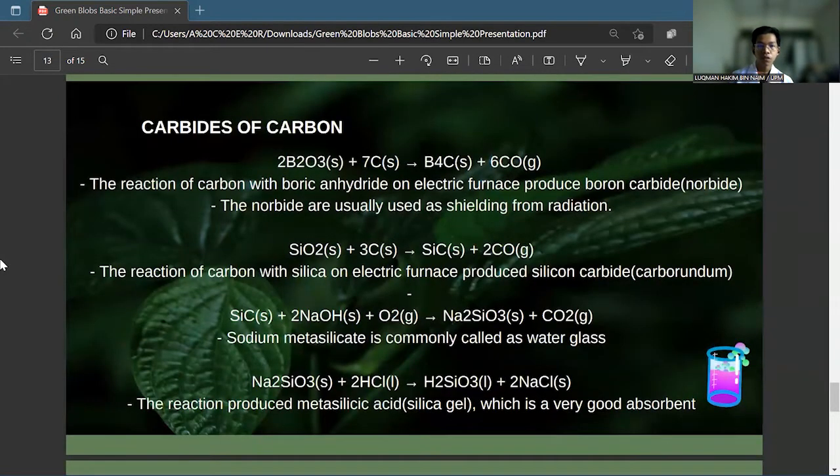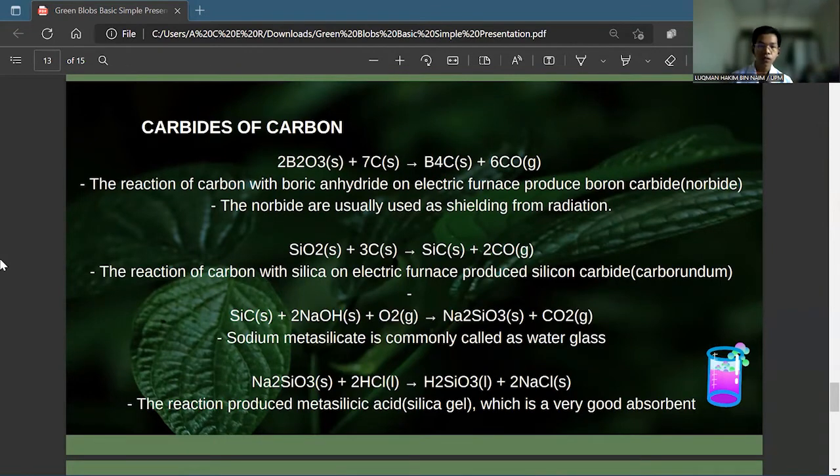For the next one, carbides of carbon. The first reaction is 2B2O3 plus 7C becomes B4C plus 6CO. The reaction of carbon with boric anhydride in an electric furnace produces boron carbide, also called norbide, and norbide is usually used as a shielding for radiation.